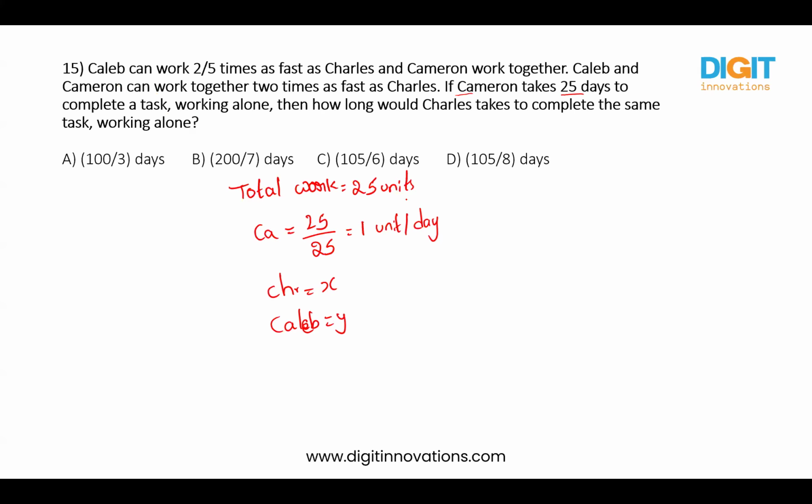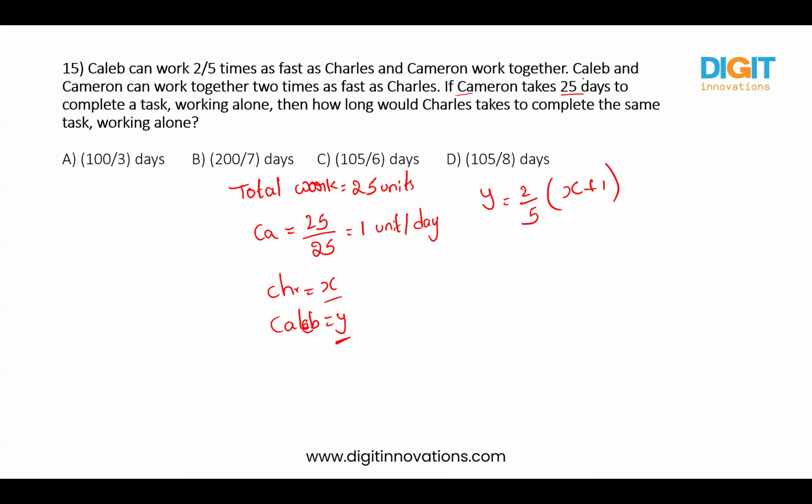So Caleb, which is nothing but Y. Caleb can work 2 by 5 times as fast as Charles and Cameron. Charles and Cameron, they are working together. That means Charles plus Cameron. Charles, we know it is X, plus Cameron is 1. So this is the equation.